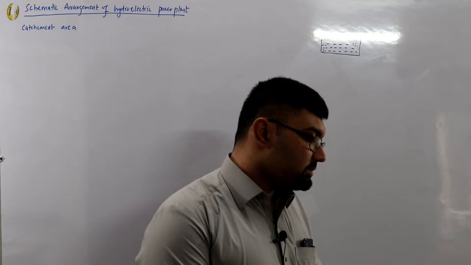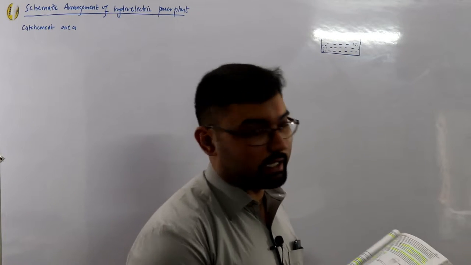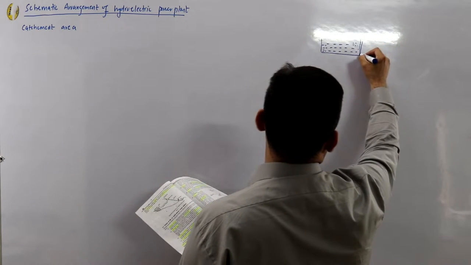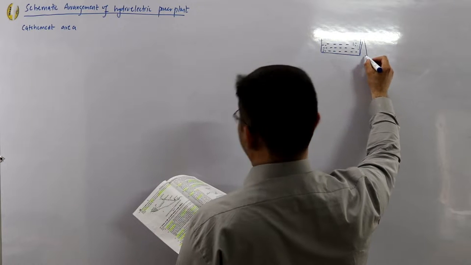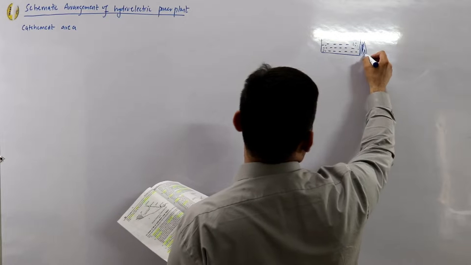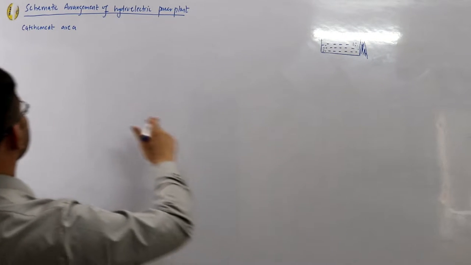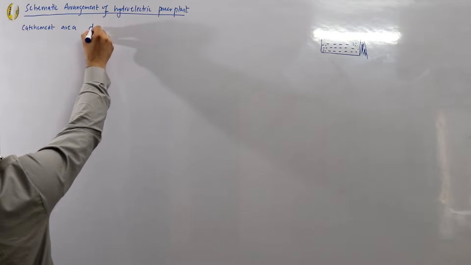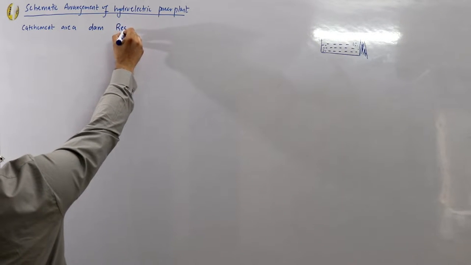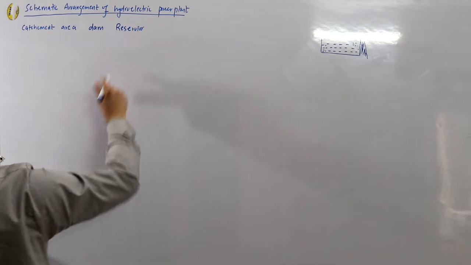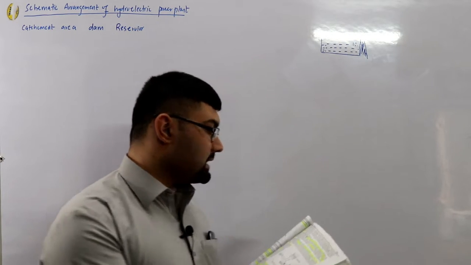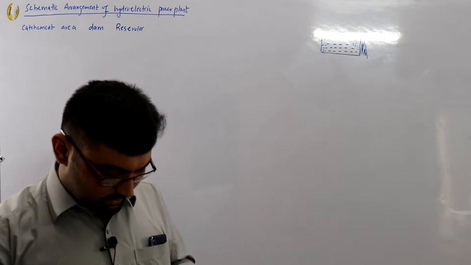Now the dam is basically the obstruction to it. So let's say this one is the dam. So the dam and the catchment area. So you have built your reservoir, you have stored your water, and this is present at a certain height.